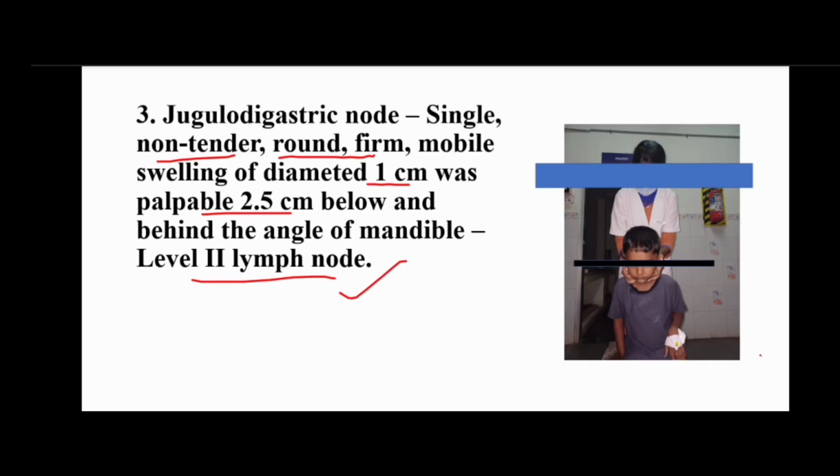And coming to the jugular-digastric node. In the jugular-digastric node, we have to examine 2.5 cm away from the angle of the mandible. We have to palpate 2.5 cm away from the angle of the mandible. If the jugular-digastric node is enlarged, we can easily find it. In this patient, it is a single, non-tender, round, firm, mobile swelling of diameter 1 cm. Okay.